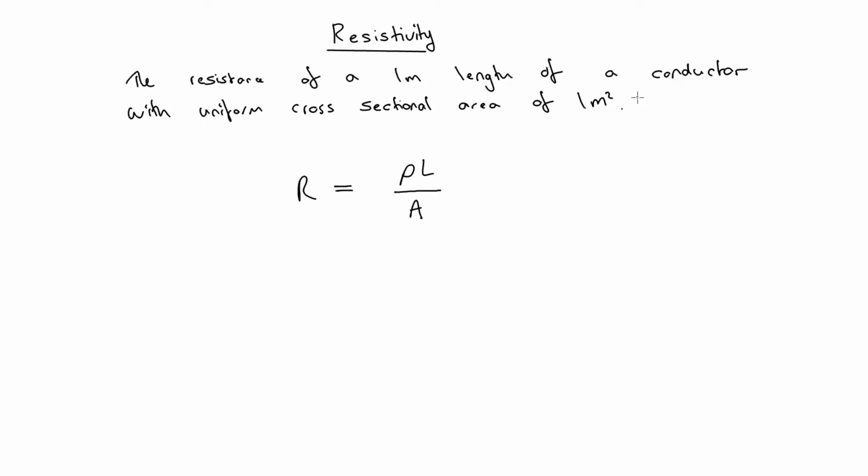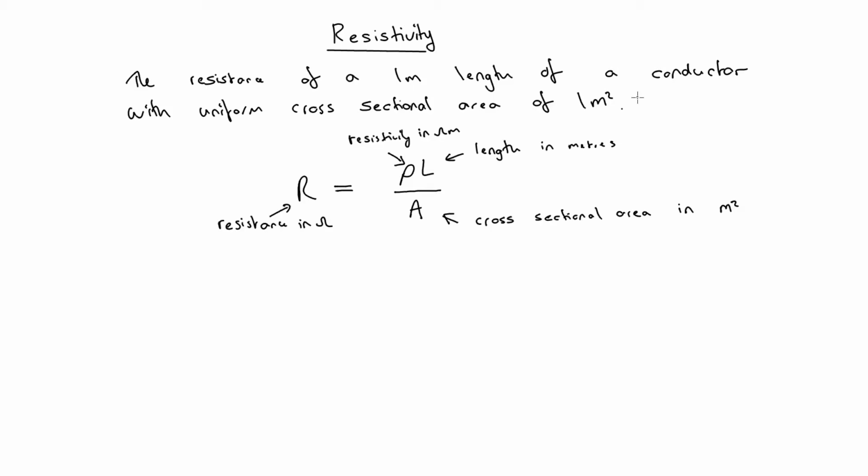In terms of a formula, we can write R equals rho L over A. So R here is standing for the resistance. The Greek letter rho, it's a bit like a curly P, is standing here for resistivity. L obviously is length and A is cross-sectional area. In terms of units, resistance obviously is in ohms, Greek letter omega. Length is in meters and cross-sectional area is in meters squared, which means resistivity is going to be measured in ohm meters.